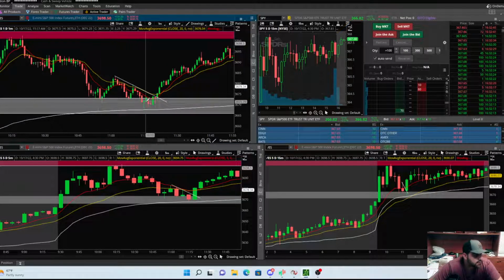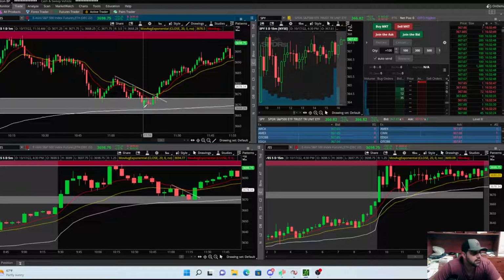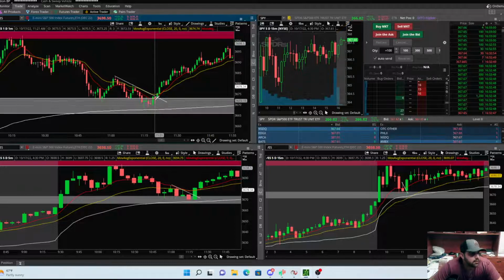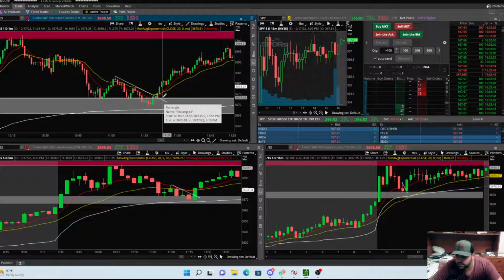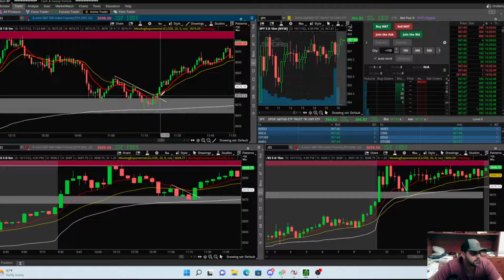As you can see, a flag on a demand zone, and we bounce off the VWAP. We got one, then a small pullback, and then we created a higher low above the demand zone. So we got confirmation for the long side. We broke the trend. You can enter here.